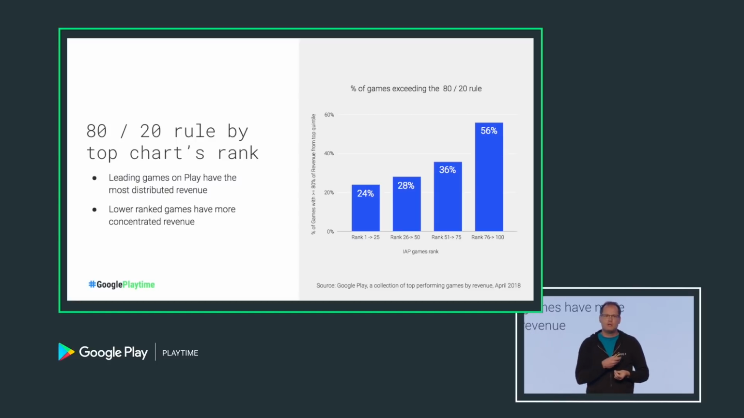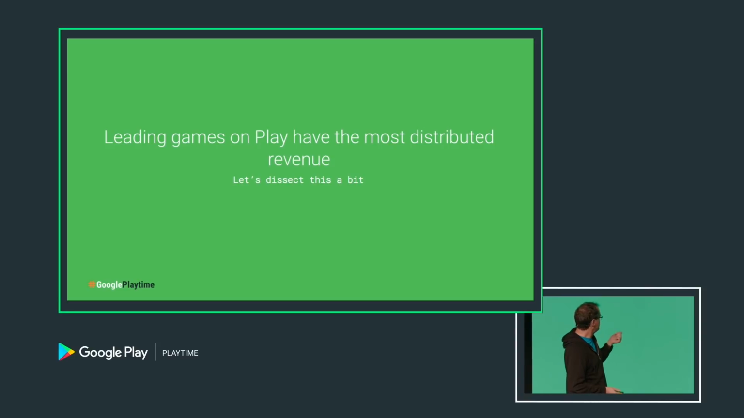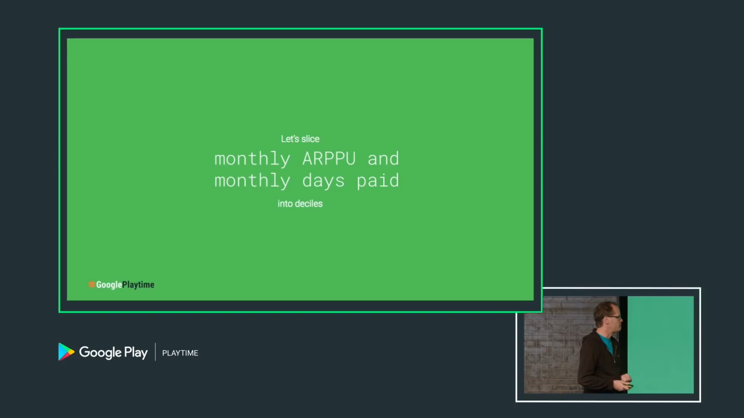Think about where your game falls in the top charts, and how reliant you are on your top payers. Is there an opportunity to actually broaden your base? Because I think this is a key concept: the leading games on Play have the most distributed revenue. So how can you take that as inspiration and figure out opportunities for improving and optimizing your games?